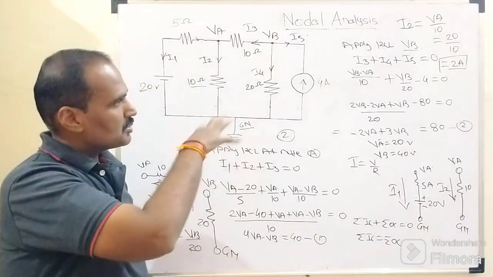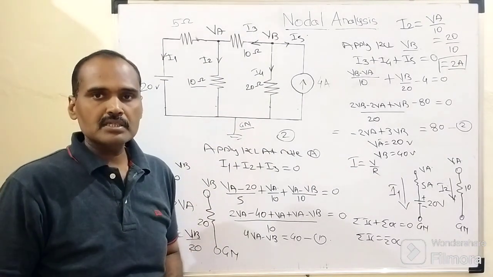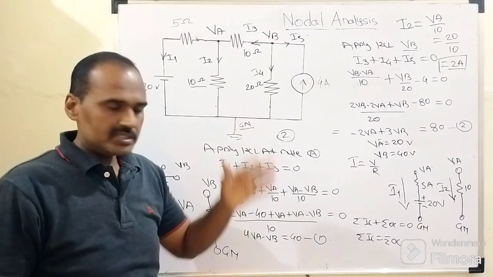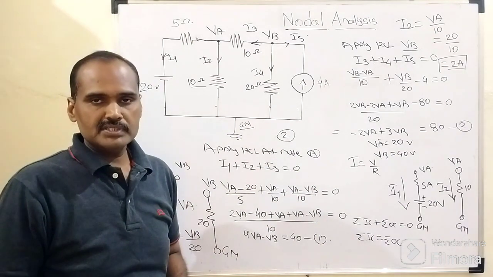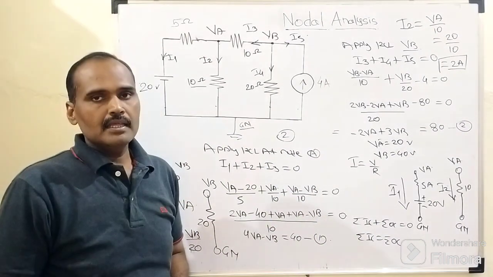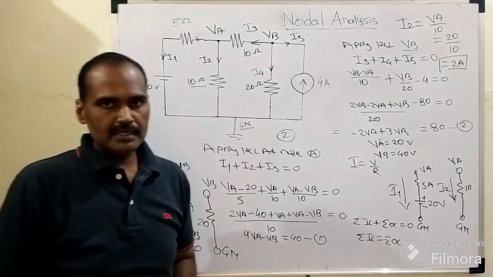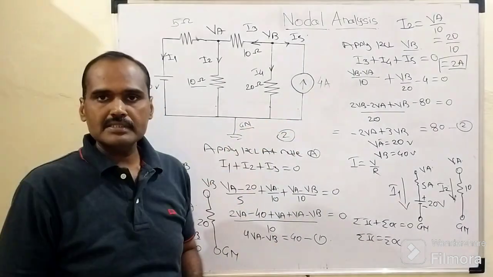Such types of questions are asked in your university question paper for at least 6 or 8 marks. So this is the procedure which we need to follow in case of nodal analysis, by which we can minimize the number of equations required to analyze the desired AC or DC circuit. So I just hope you have understood all these things.